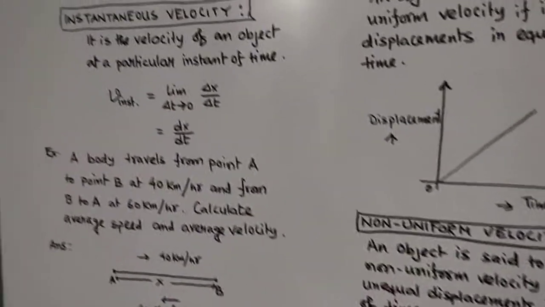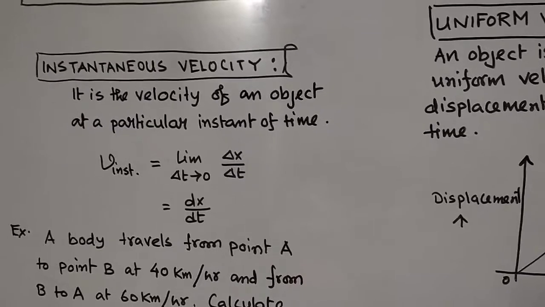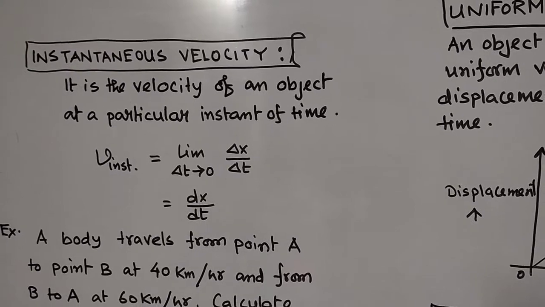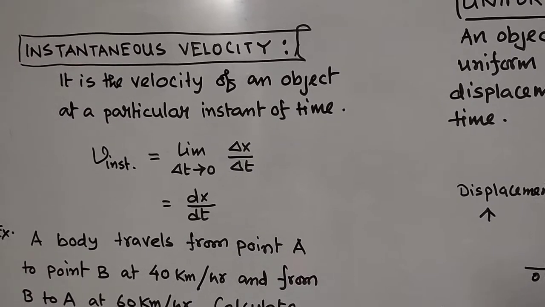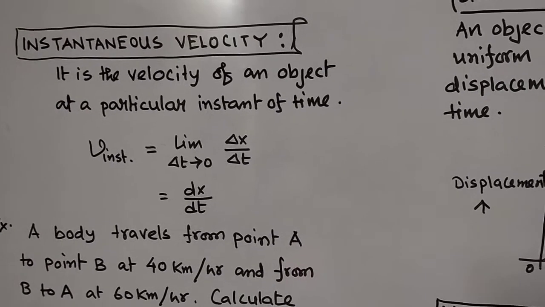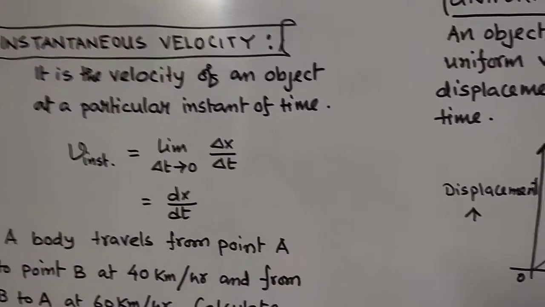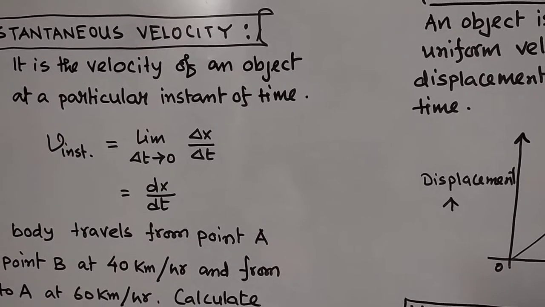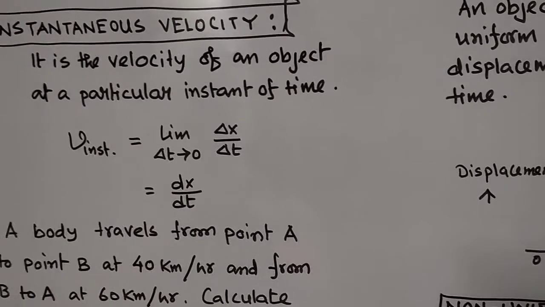Now regarding instantaneous velocity, it is the same as instantaneous speed. It is the velocity of an object at a particular instant of time. Instantaneous velocity, as we already defined for instantaneous speed, is the limit as delta t tends to 0 of delta x by delta t, which we can write as dx/dt. dx/dt is the differentiation of x with respect to time, and x is displacement.